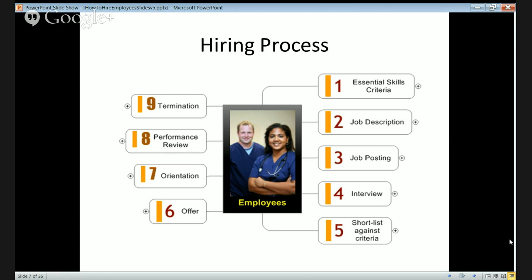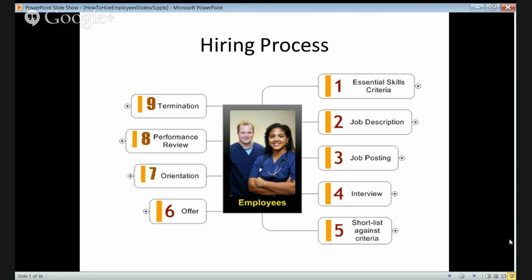You need to develop a job description so that you have a clear understanding about what to expect from your employees and what the employees should be able to expect to do on their job. You need a job posting. How else are you going to let people know that you're hiring?